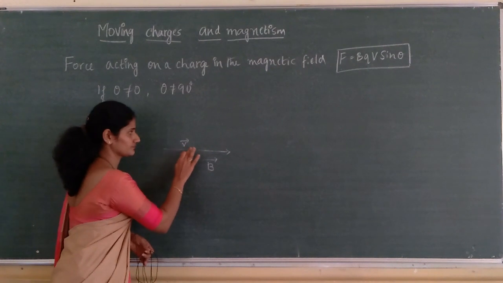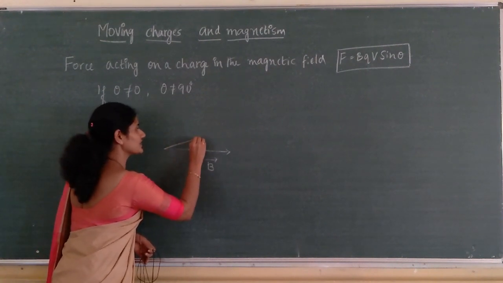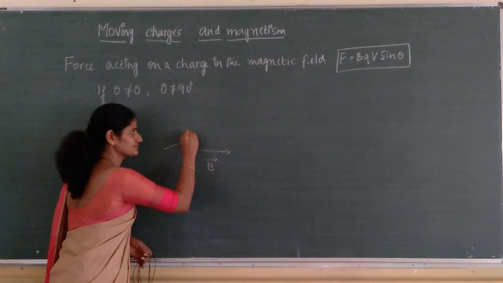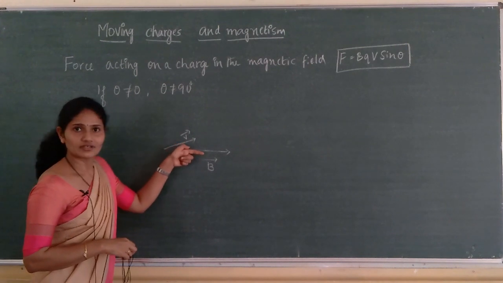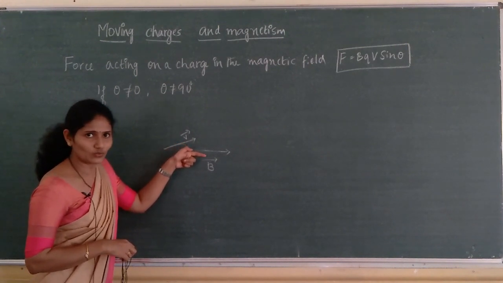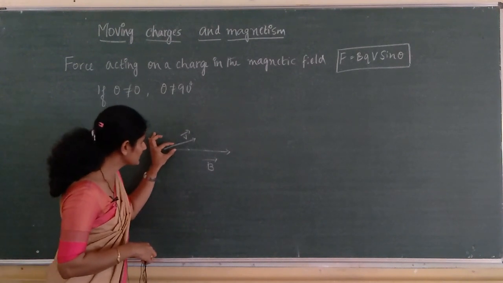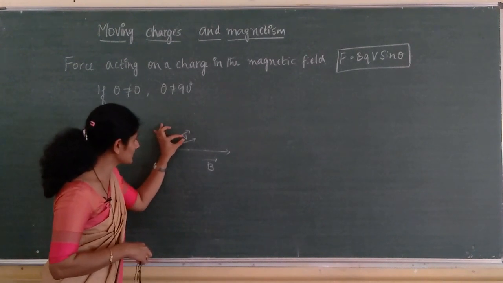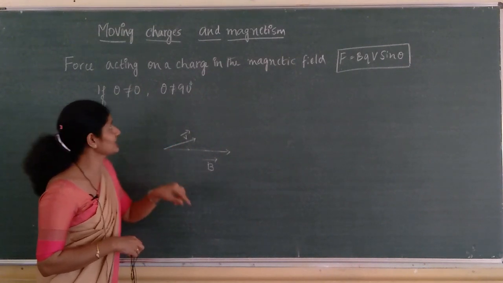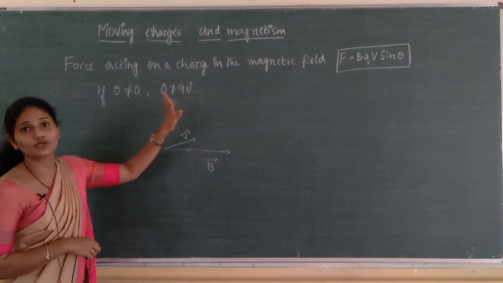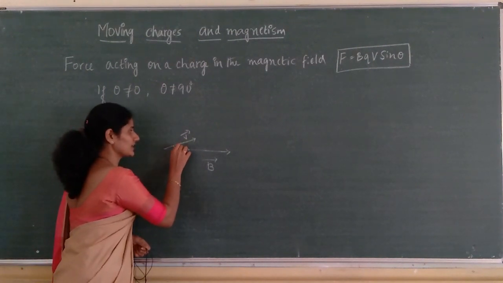If the direction of velocity is like this, theta is not equal to 0, theta is not equal to 90 degrees, the velocity vector is making some angle with the magnetic field, and that angle is not equal to 0 and not equal to 90 degrees. In that case, this is theta.